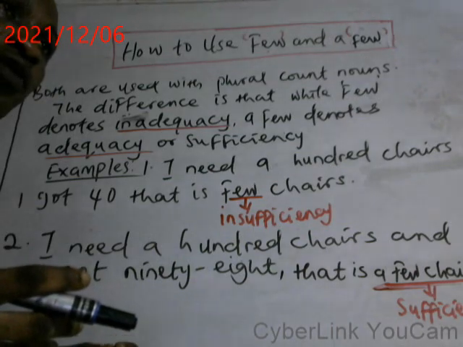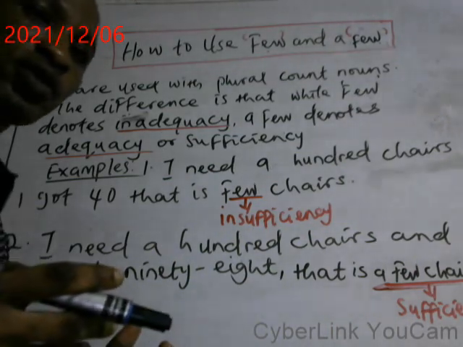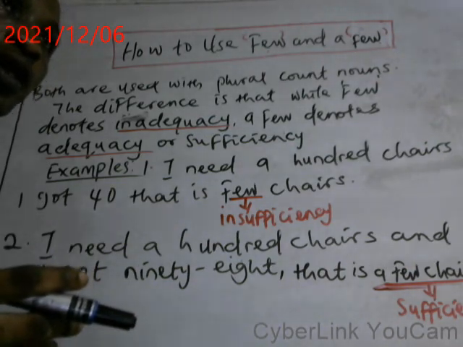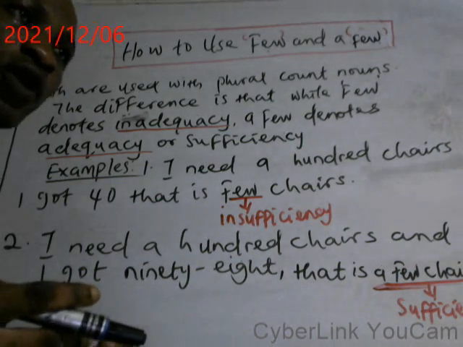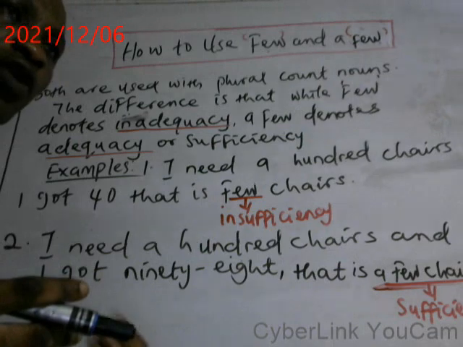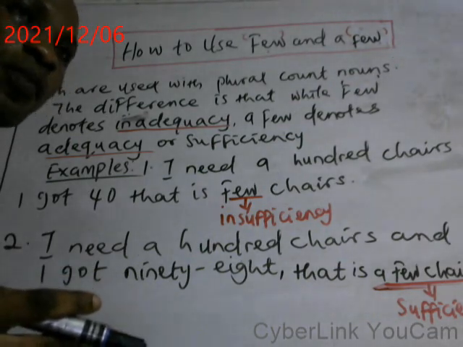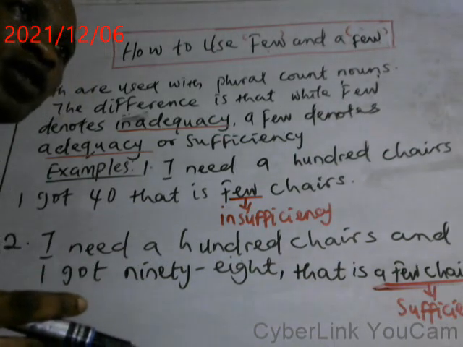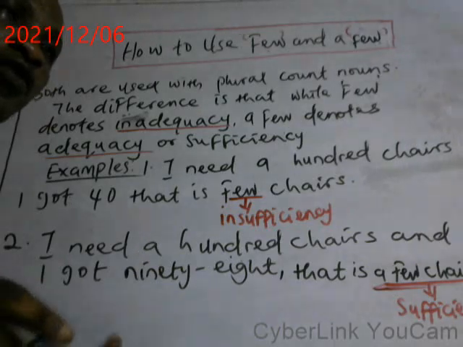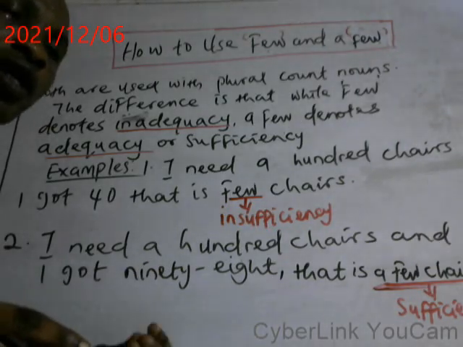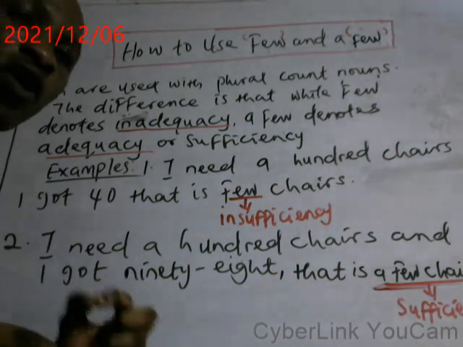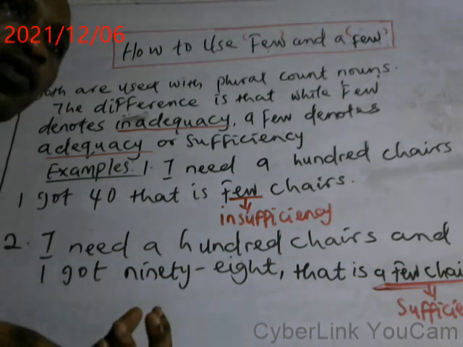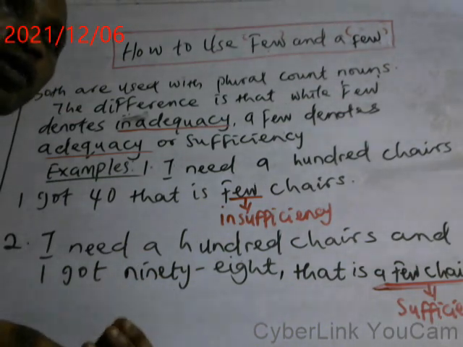Few in the English language can be used with countable nouns. It denotes insufficiency. It means inadequacy. It means not enough. When you do not have enough, you can say few. But in a situation where you have gotten enough of the countable noun in the context, you can say a few, though it is not up to the specific number that you want. But the one you have could be enough for what you want. Then we can say a few.